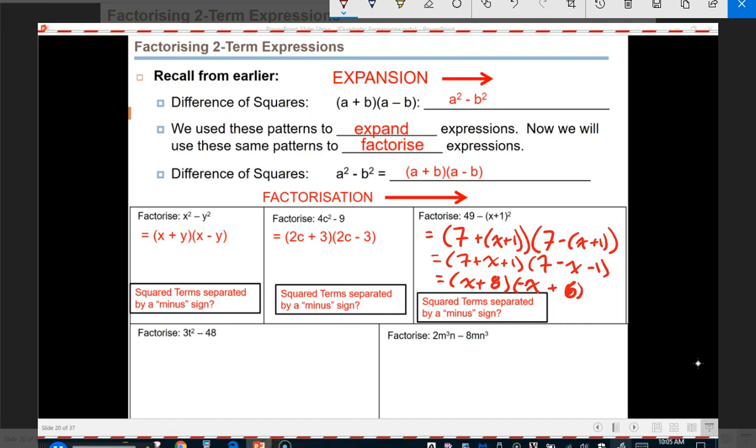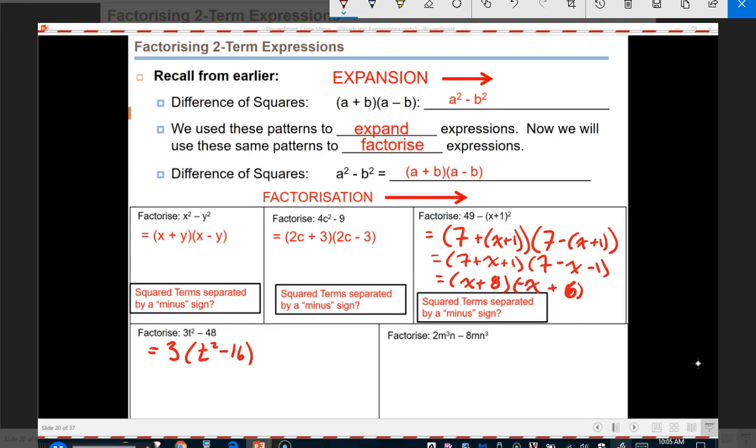Okay, let's do the next one. Is there a common factor? Okay? Does 3 go into 48? Yes, it does. It goes into 48 16 times. So I do the highest common factor first. Okay, so I factor out the 3 first. So 3 times t squared gives me 3t squared. 3 times negative 16 gives me negative 48. Now, inside the bracket, can I do difference of 2 squares?